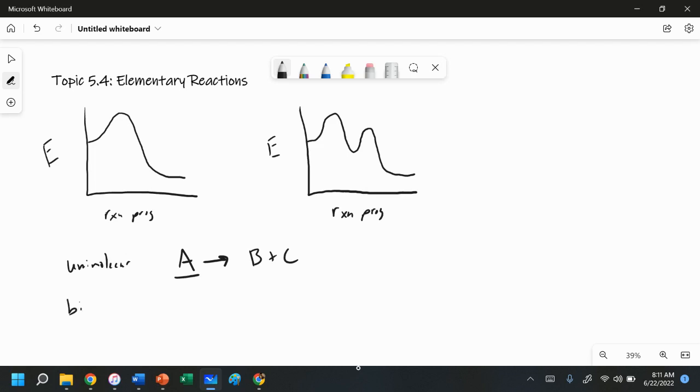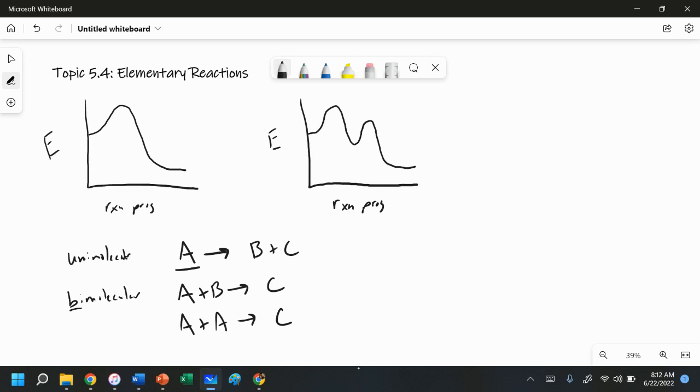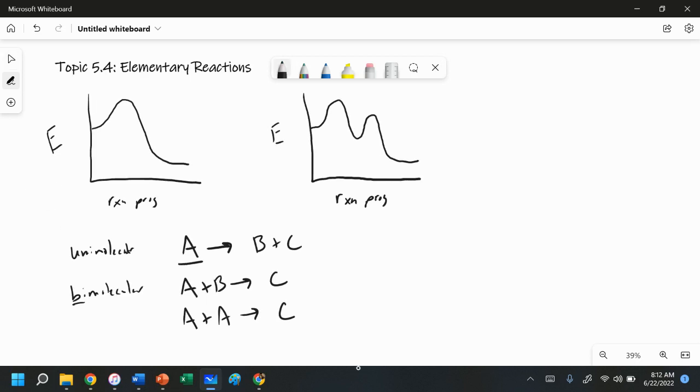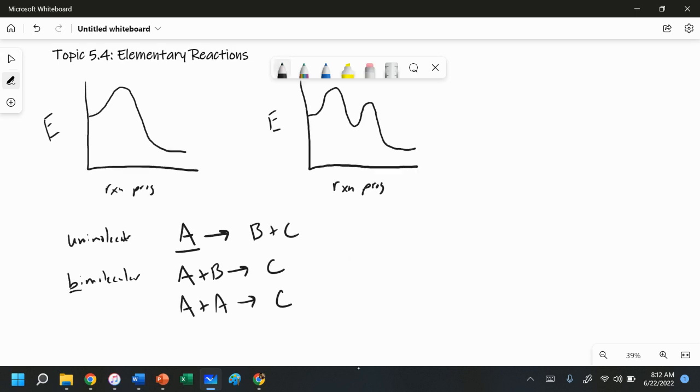You can have a bimolecular elementary reaction. And of course, I spelled molecular wrong up here. Molecular. Bimolecular, bi meaning two, where you have two reactants. And those two reactants can be different or they can be the same. So for instance, you could have substance A reacting with substance B to produce a product of some sort, or you could have the same substance reacting with itself to produce some new product. Both of those are good examples of bimolecular elementary reactions.